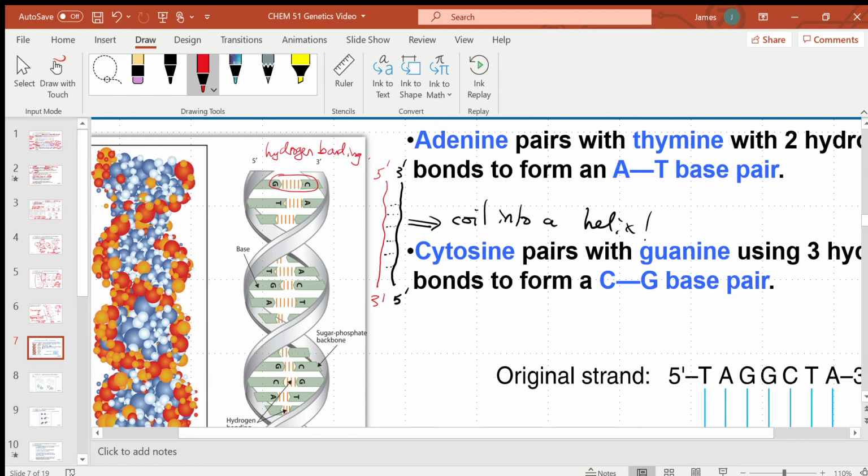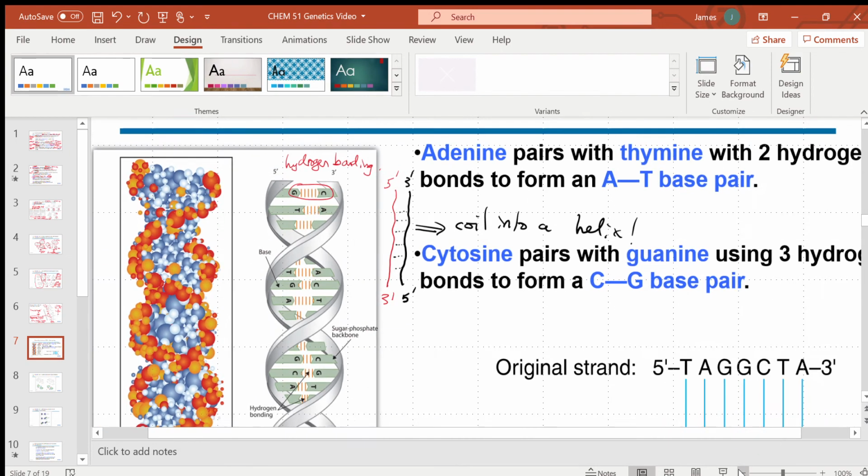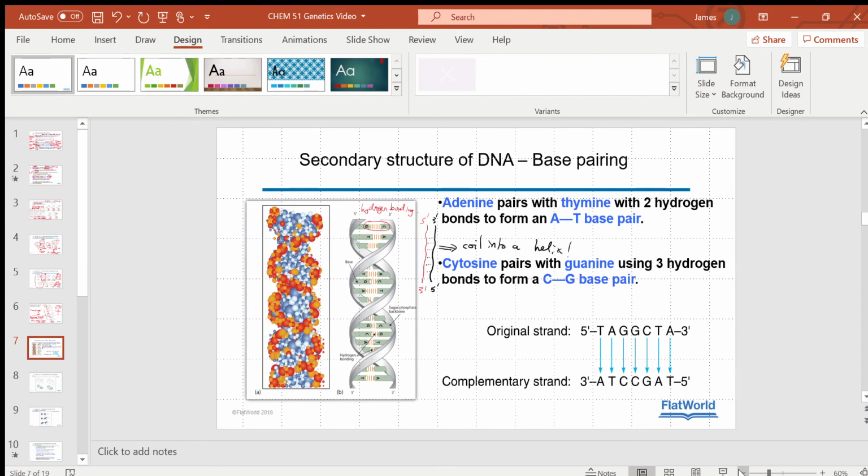Between guanine and cytosine, and between thymine and adenine. This is the complementary base pairing. So I can zoom out a little bit of that. Okay, so again, I definitely want to emphasize that you should memorize this complementary base pairing.